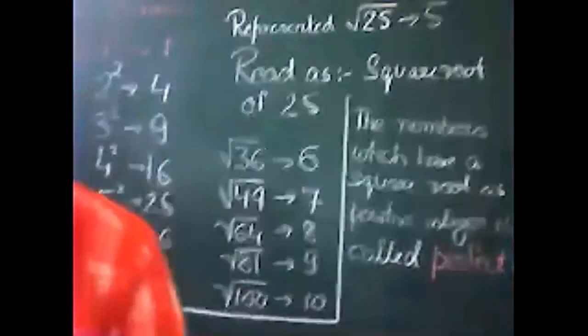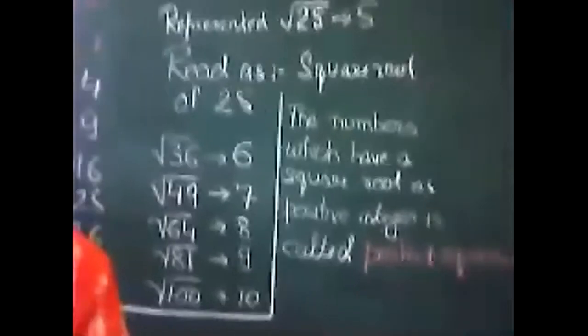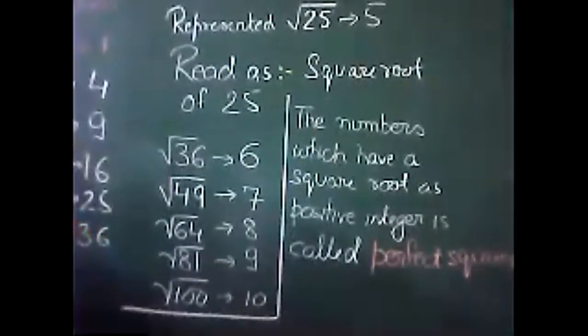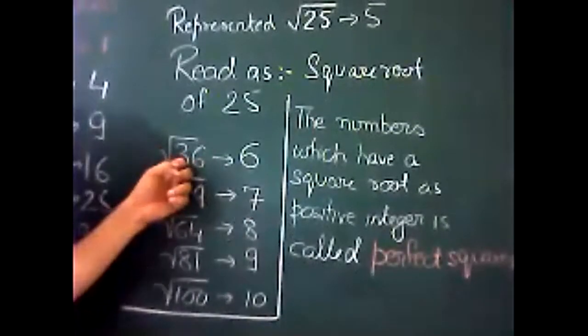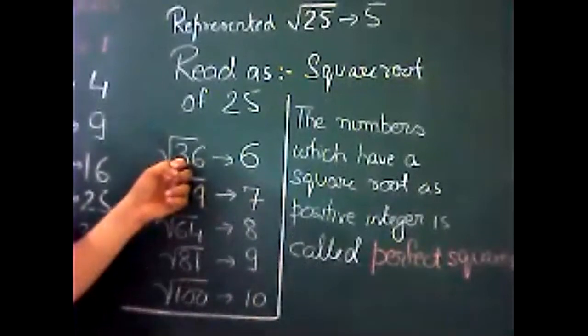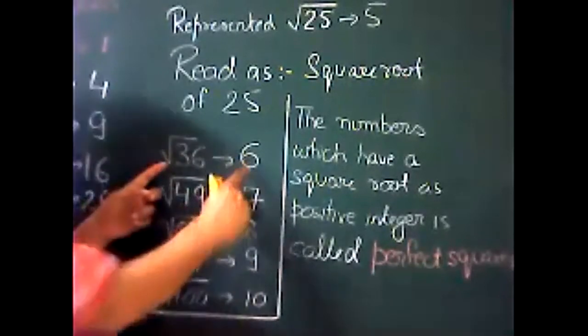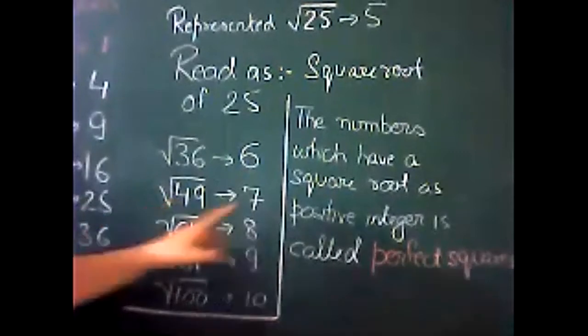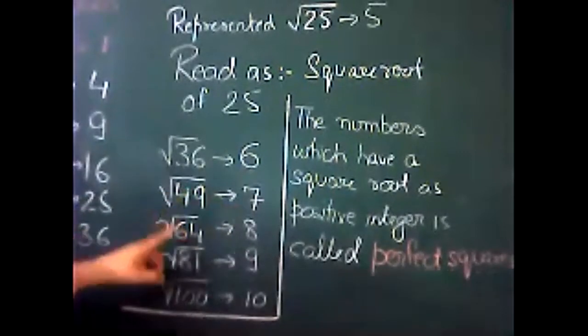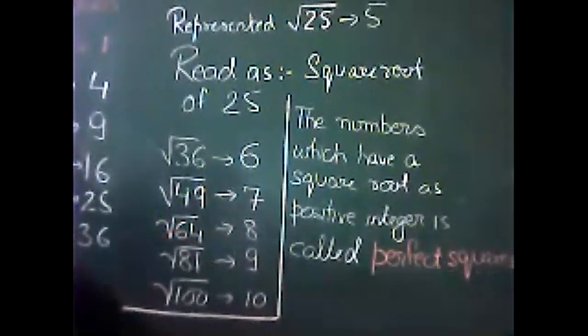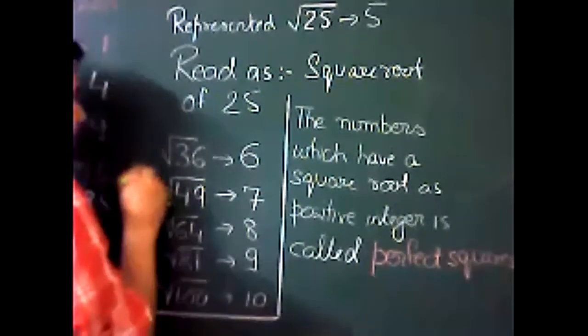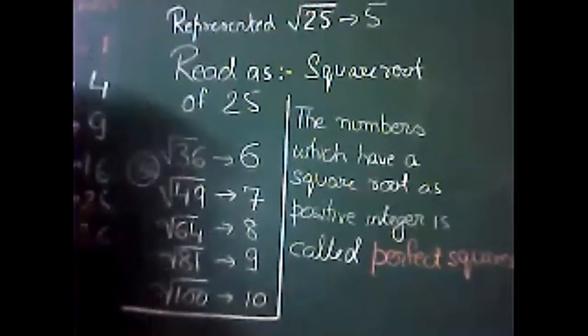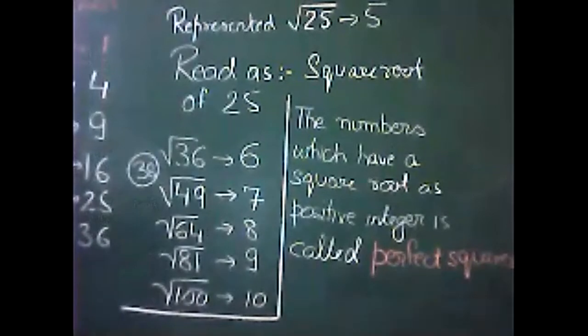Let me explain what this sentence means. It means that 36 is a perfect square because it has square root 6. 49 is a perfect square. 64 is a perfect square. But if I say 38, you are going to say this is not a perfect square. 39 is not a perfect square. 40 is not a perfect square.